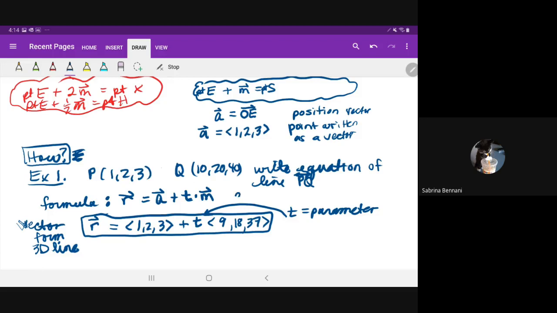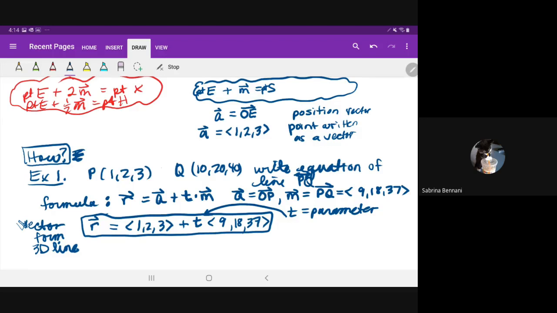And that's the formula where A is the position vector. So that would be, in our case, OP. And then M is the vector PQ. Okay, so that's how we found that PQ was 9, 18, 37. And then that's the equation of the line. That's it. That's one form, though. That's vector form. I'm going to show you the other 2 forms.